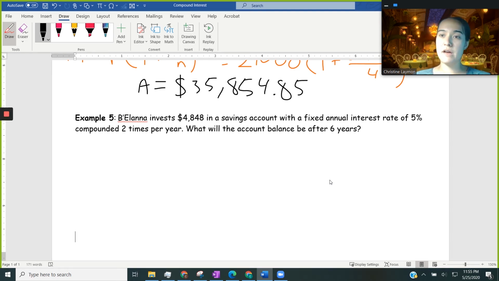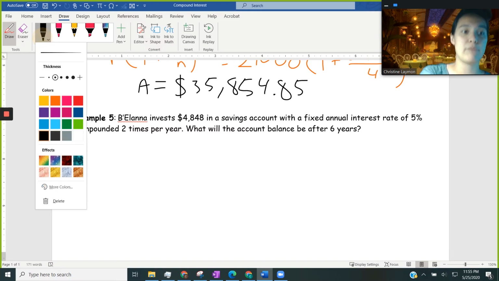Belana invests $4,848 in a savings account with a fixed annual interest rate of 5% compounded 2 times per year. Now, just so you know, a 5% interest rate in a savings account is a pretty good deal. So, let's say you have this situation and you want to figure out what's your balance after 6 years.